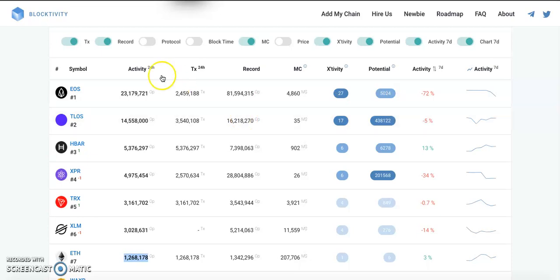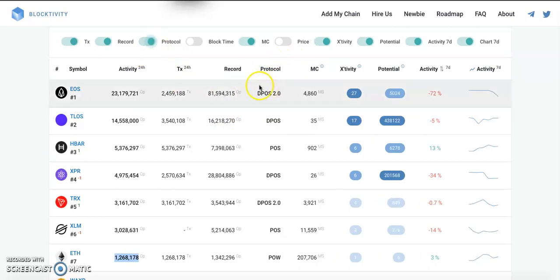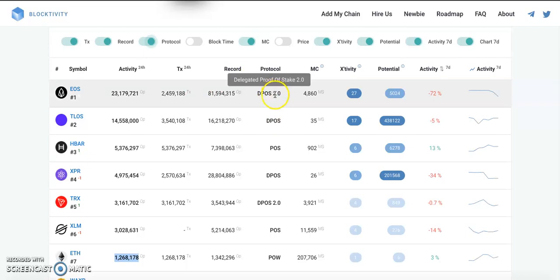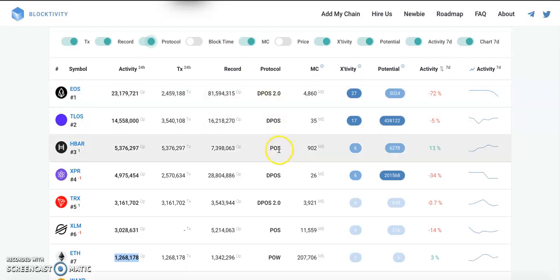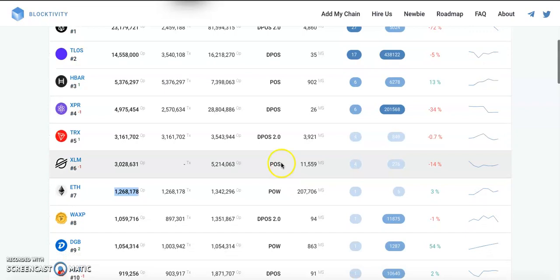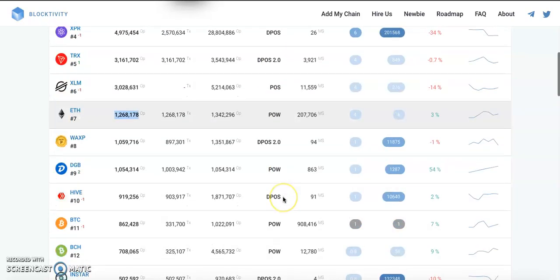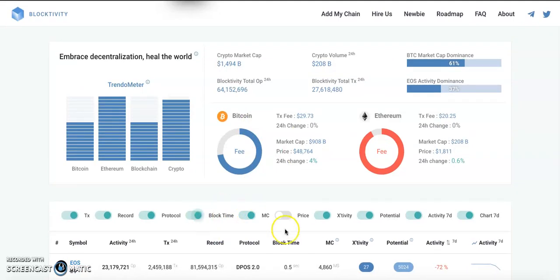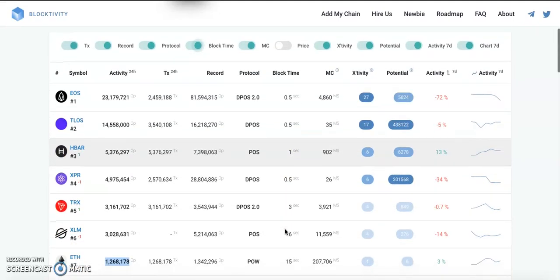Yes. All right, so moving on to other things. Record. Let's see what this record is all about. Yeah, no record, that's protocol. So this uses DPoS 2.0, DPoS proof of stake. This DPoS 2, as you can see, is the protocol they are using, and then the block time. Block time is very important.